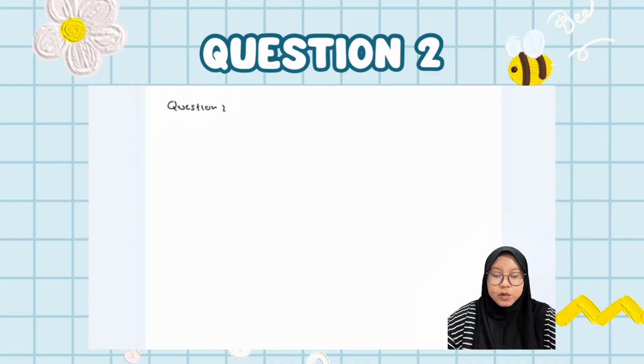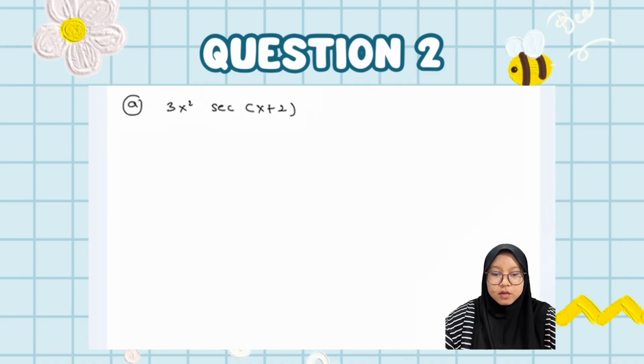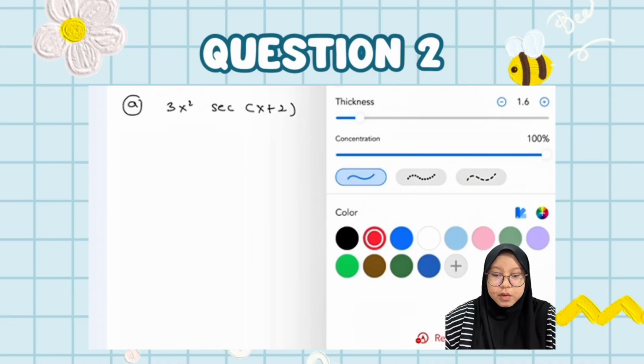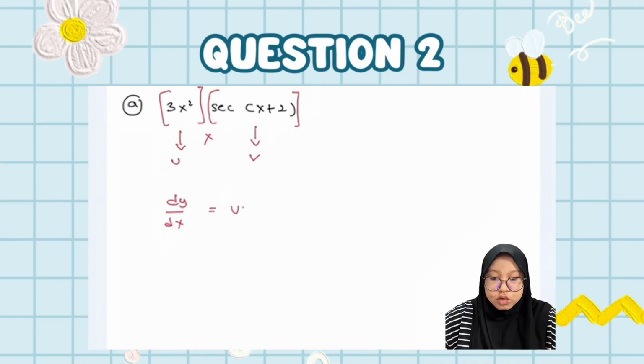Okay everyone, for question 2, we have 2 questions and we start with question A first. For part A, we are given a function in the form of a product: y equals 3x squared times (6x plus 2). This means we need to use the product rule, because we have two functions multiplied together. Before starting, write the formula first. For the product rule, dy over dx equals u v prime plus v u prime.